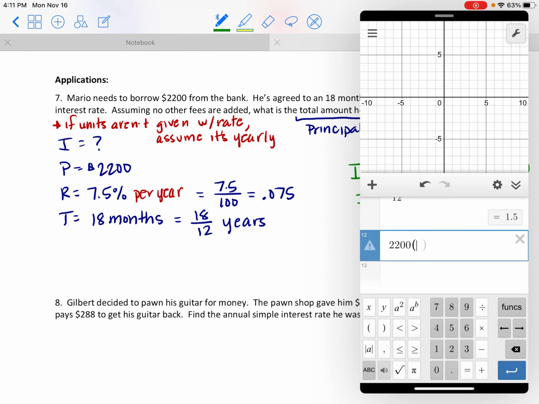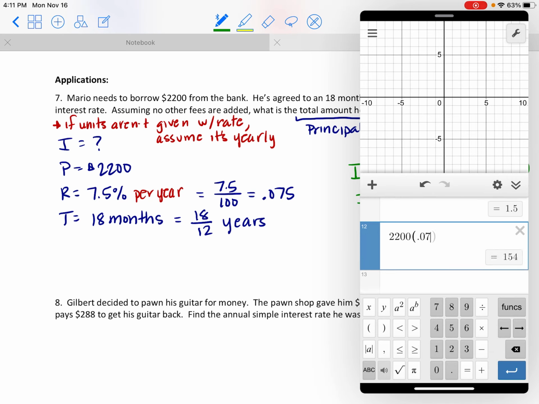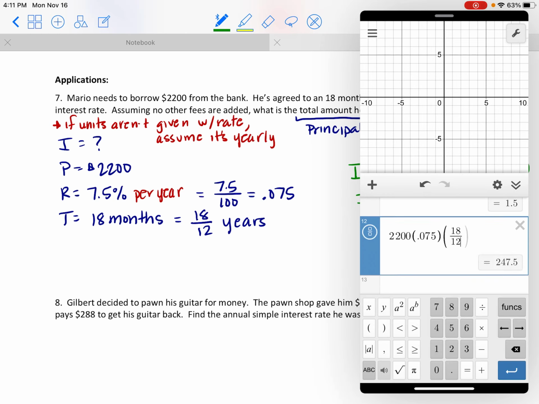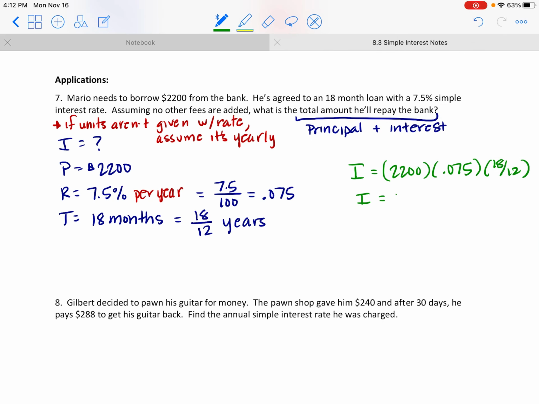2,200 times 0.075 times 18/12. And we get 247.5, so that's $247.50. So again, he's going to have to pay back the bank the $2,200 that he borrowed plus the $247.50 that they're charging him for borrowing the money.